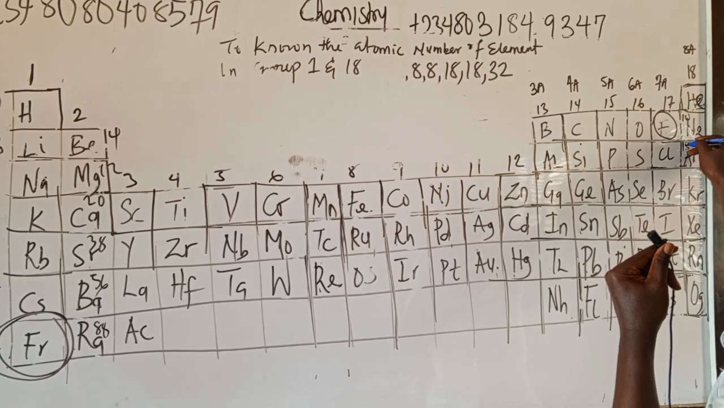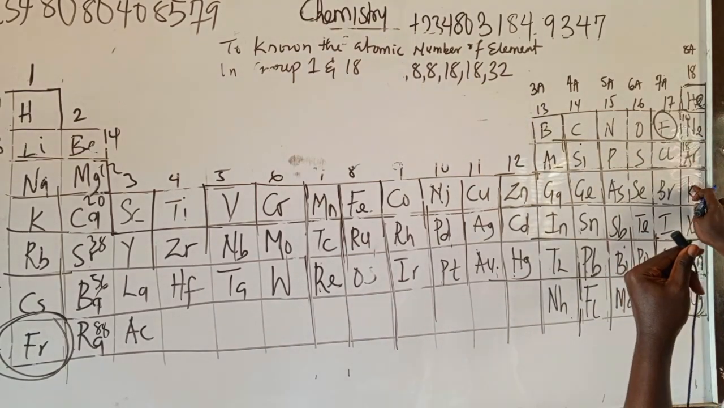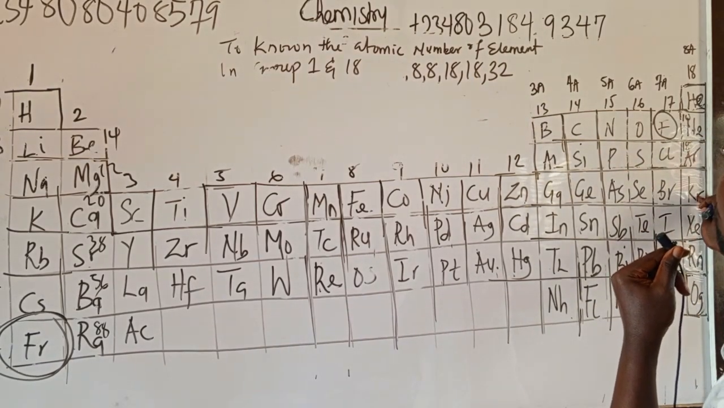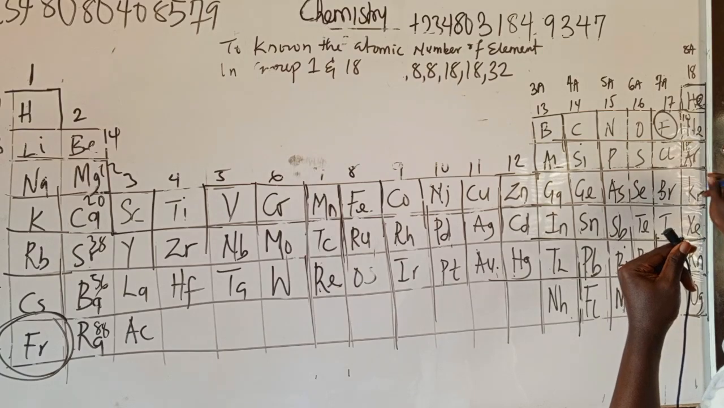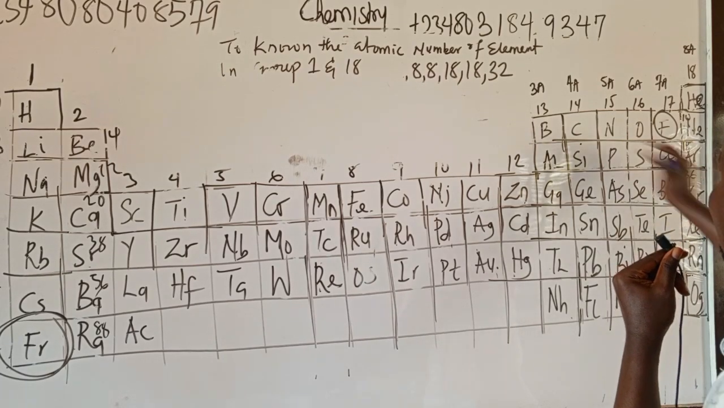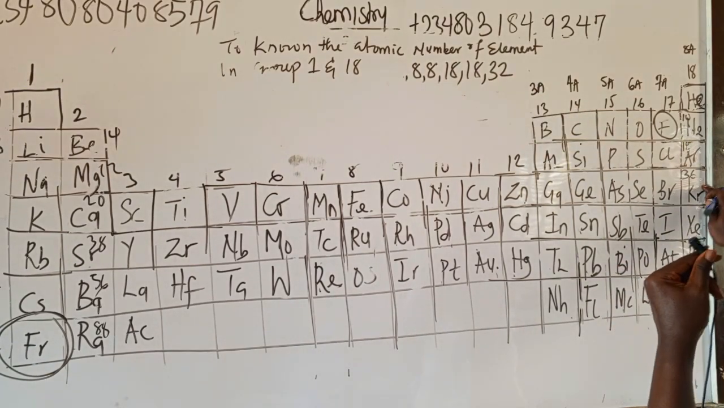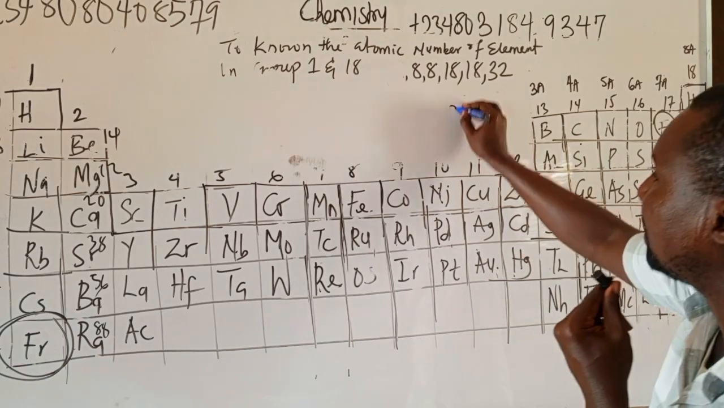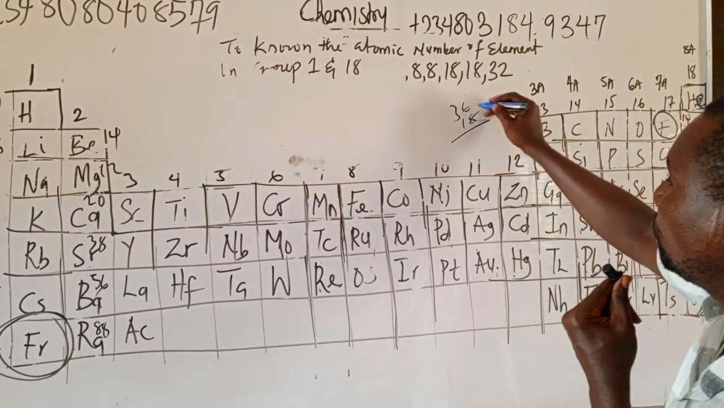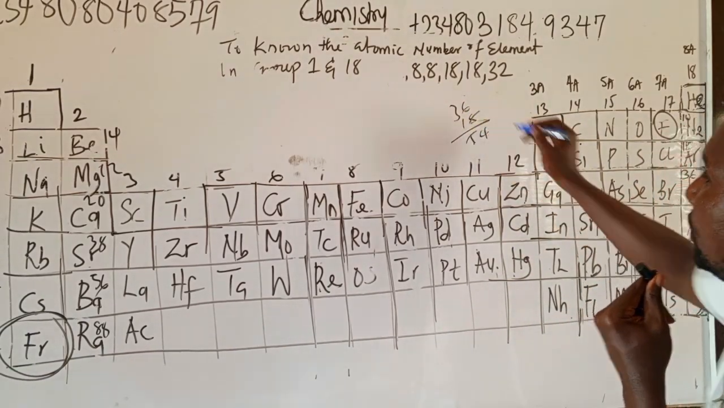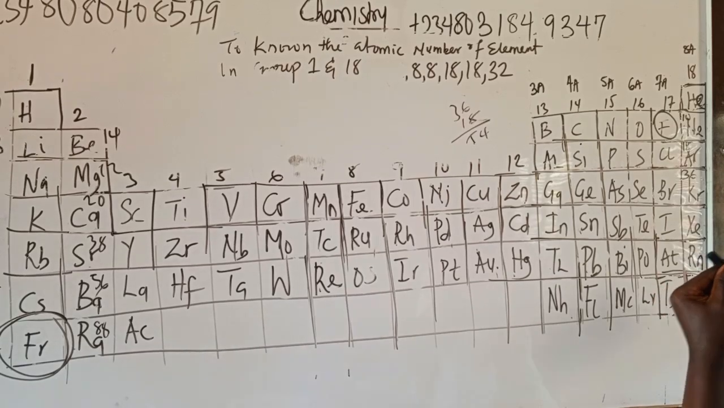You get atomic number of argon, which is 18. Add 18 to that of argon, you get atomic number of krypton, which is 36. Add 18 to that of krypton. It's 36 plus 18, which will give you 54.